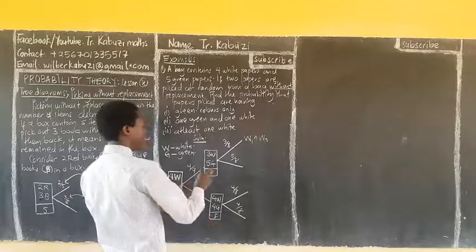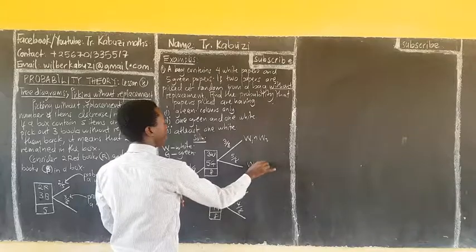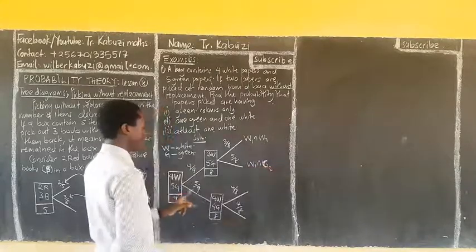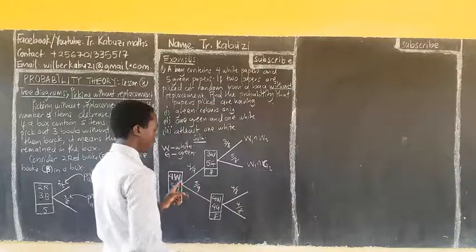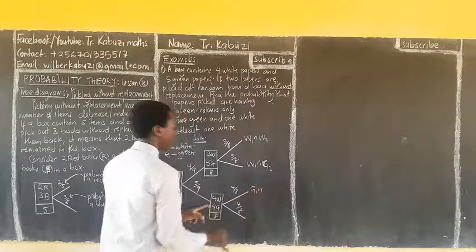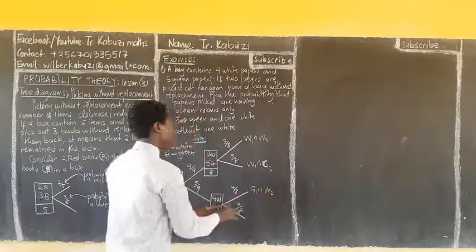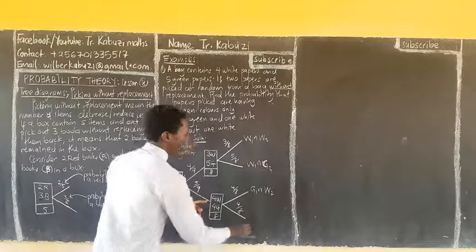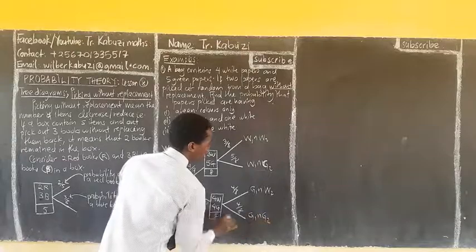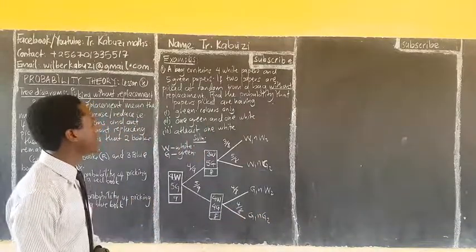Here, this shows that the first time you picked white, and the second time you picked green. This one means the first time you picked green. So green the first time, then the second time you picked white. Then this one, green first time, then green second time. That's what it means.